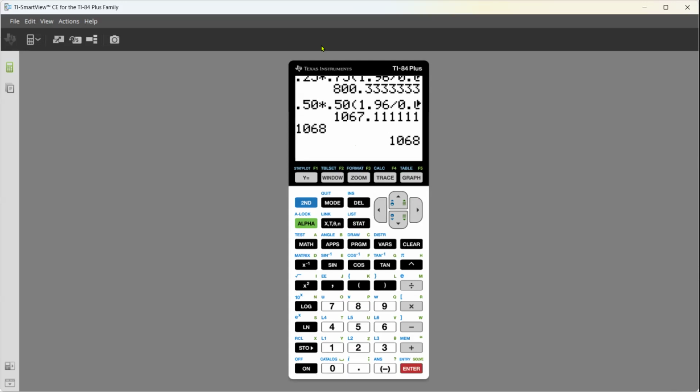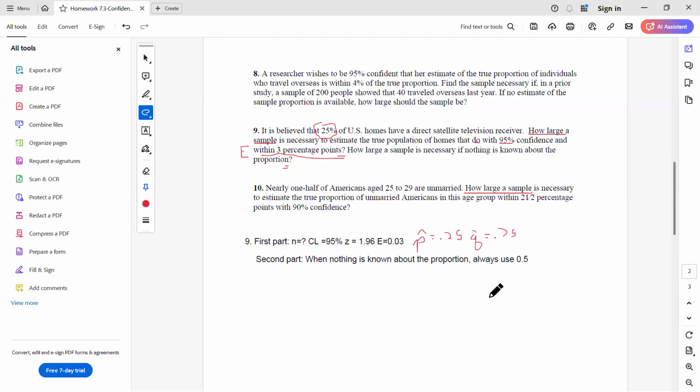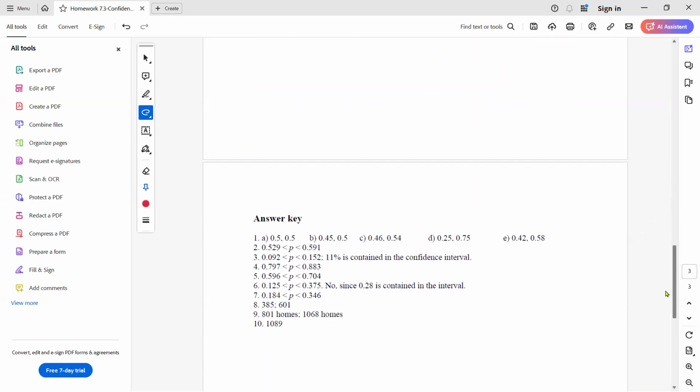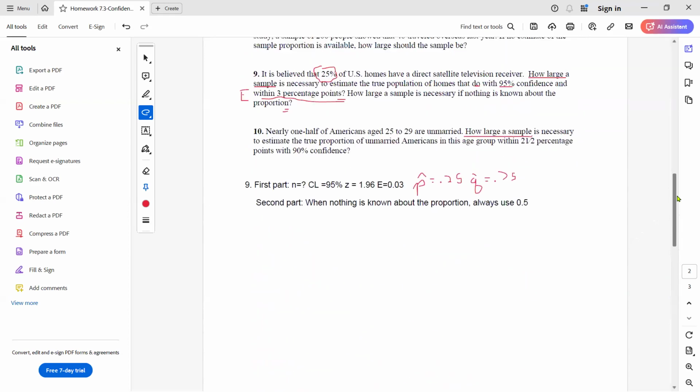Now, if I go back to the screen here, then I can verify that, in fact, there it is. Number 9 is 1068. Now, I promised you that I would do number 10, so let's set up number 10, and then we'll do it with the calculator, okay?